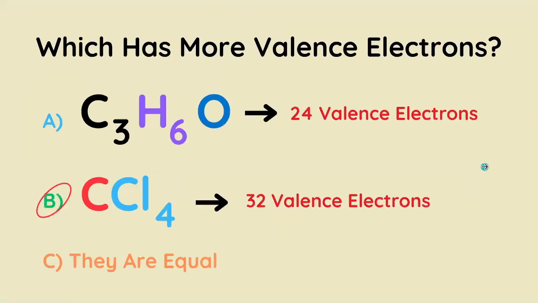That means that B is the correct answer. CCl4 has more valence electrons, 8 more, than C3H6O.